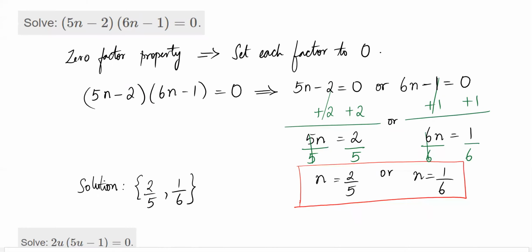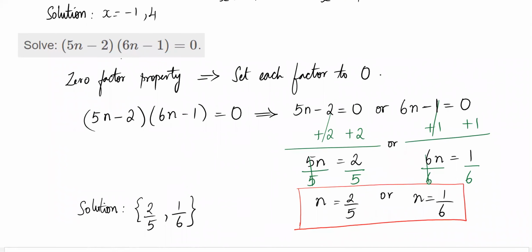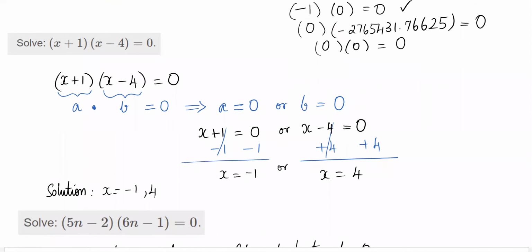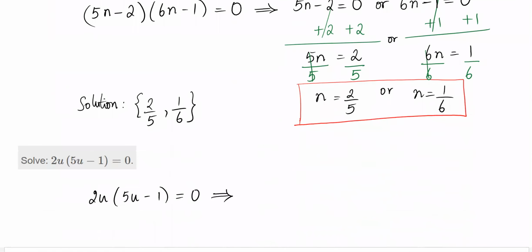Let's come to this. 2u times 5u minus 1. As always, see if the other side is a 0. Yes, so that implies that the zero factor property kicks in. How many factors do we have? Now, previously, we had the parentheses around the factors to help us identify how many we had. We had 2 factors here, and even in the previous one, it was very visible. But in this one, it's a little tricky.